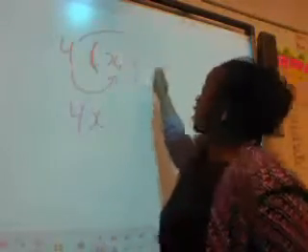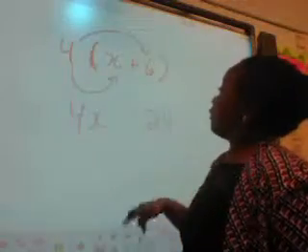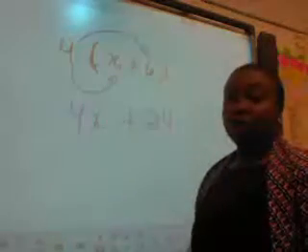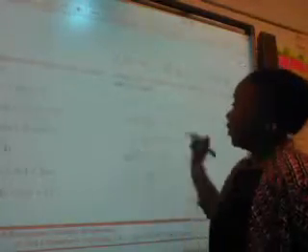4 times 6 is 24. Addition sign in the middle. Okay, this is 4x plus 24. Is that equivalent to 24 plus 4x? Yes, it is. Check mark.